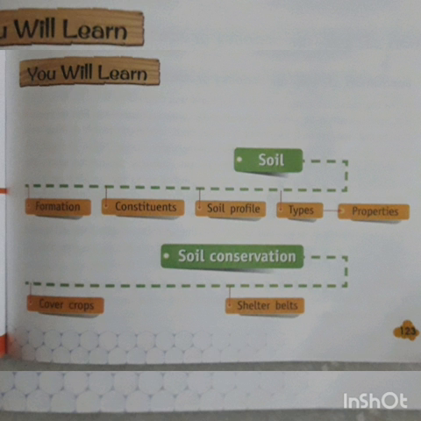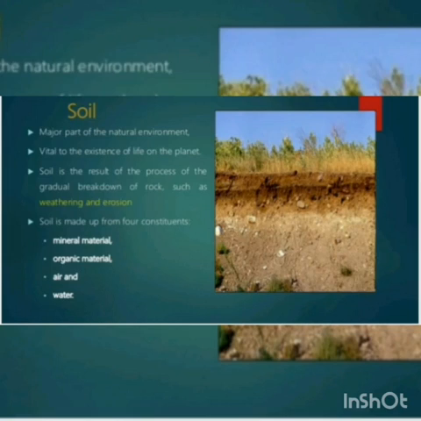In this lesson, we will learn about formation, constituents, soil profile, types, properties, and soil conservation. Conservation means protection. Under that, we are going to see two topics: cover crops and shelter belts. Soil is an important natural resource. Resource means wealth. Soil is the major part of the natural environment.